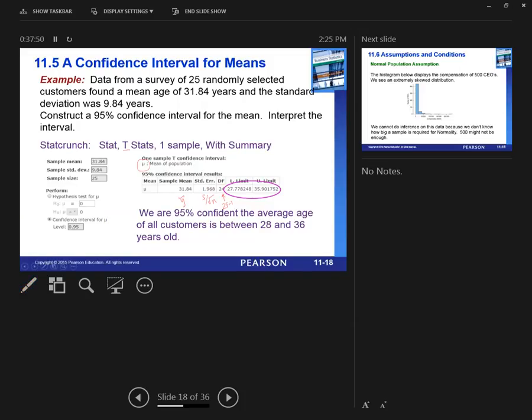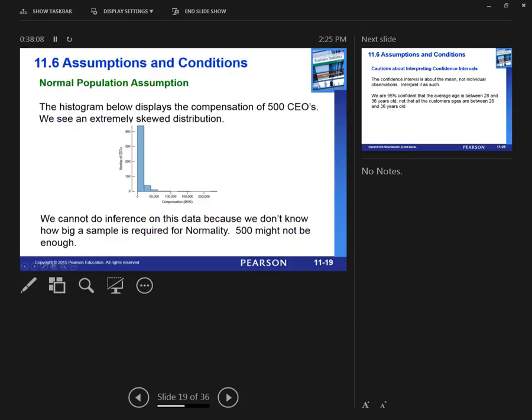Now, we're not 100% confident. It could be the mean age is 27. We just happen to get a higher sample than normal. Sampling error we expect, but 95% of the time we'll catch the real mean in the interval that we come up with.